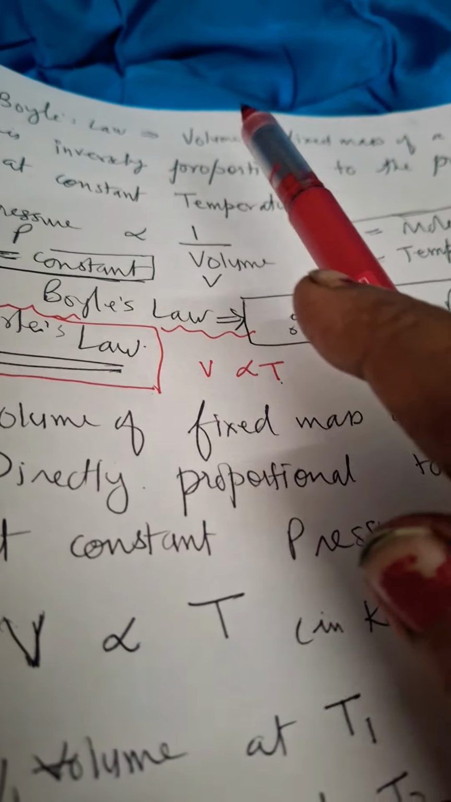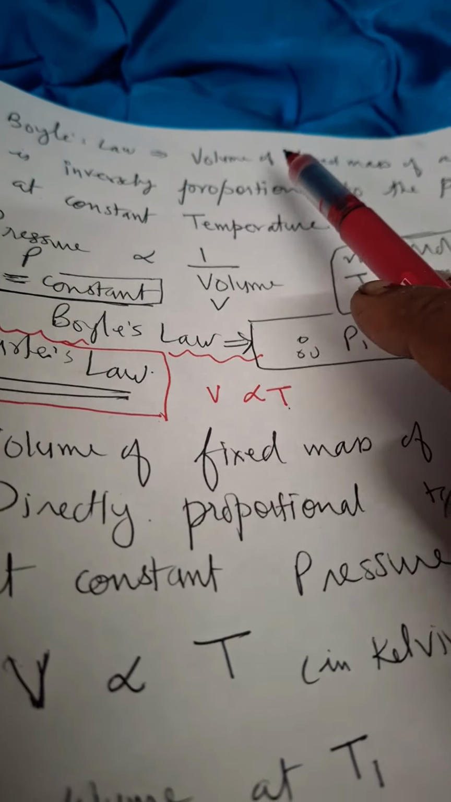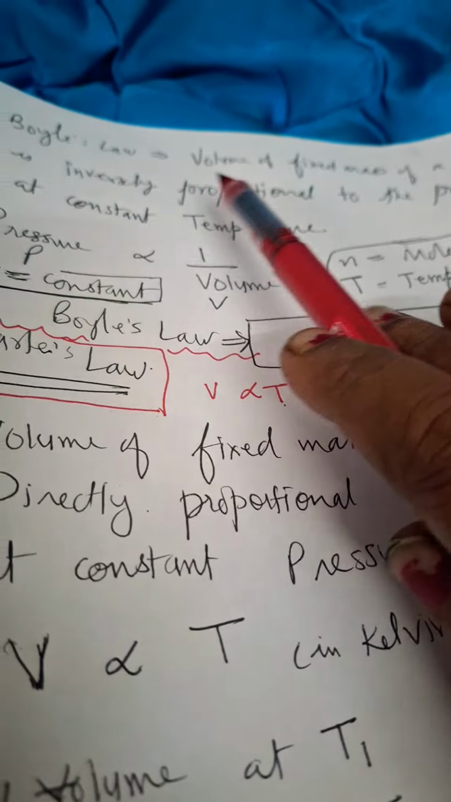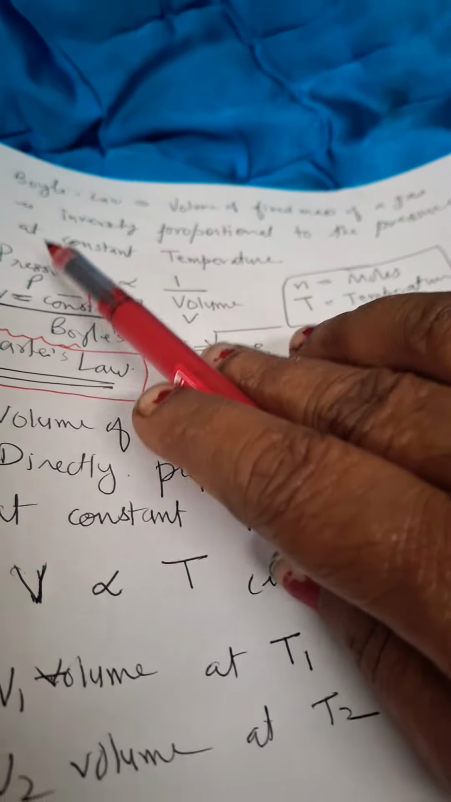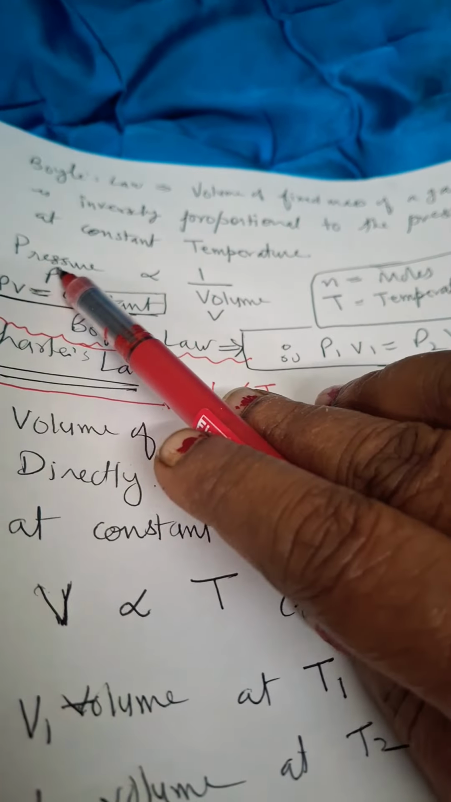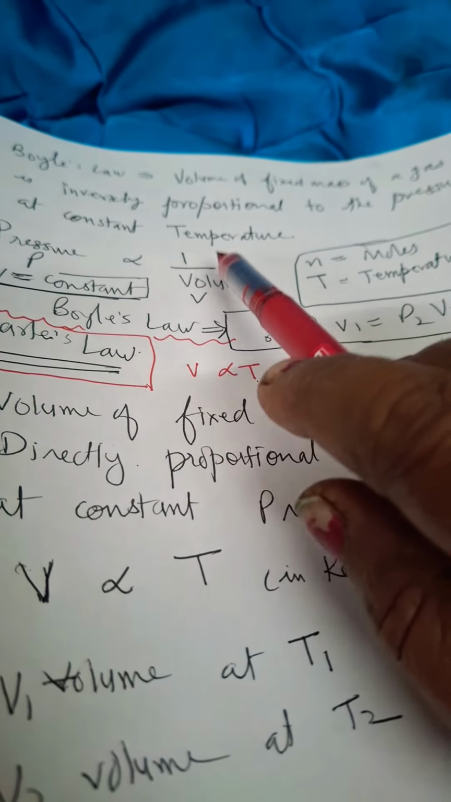Boyle's law and Charles' law we will discuss. What is Boyle's law? The volume of a fixed mass of a gas is inversely proportional to the pressure at constant temperature. Means pressure P is inversely proportional to volume.